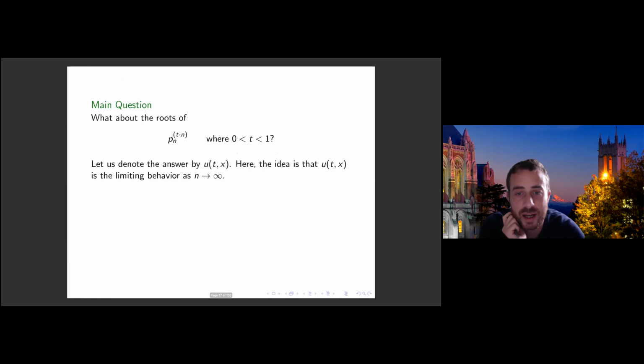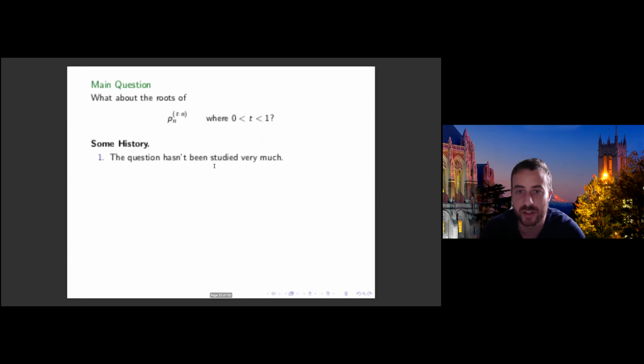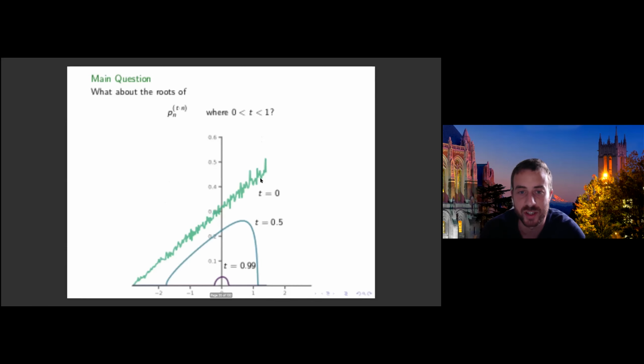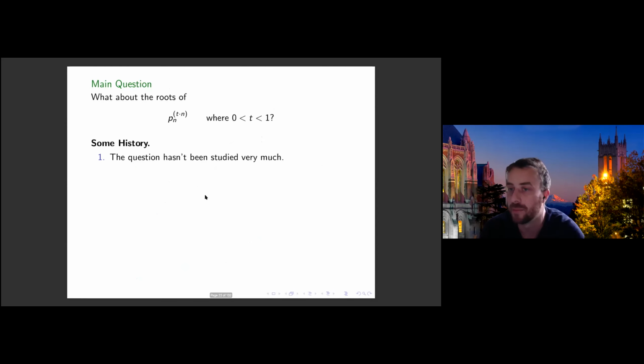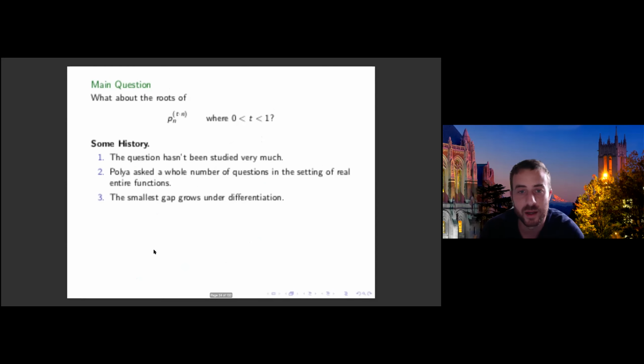Right. So what I originally did is I called the answer u_t(x). So u_t(x) is a one-parameter family of densities. And I hope that they describe the limiting distributions. You should think of these pictures here: u_0 is the green one, u_0.5(x) is the blue one, and u_0.99(x) is the purple one. If you don't know what's going on, you just give the answer a name, and then you see what you can say about the answer.